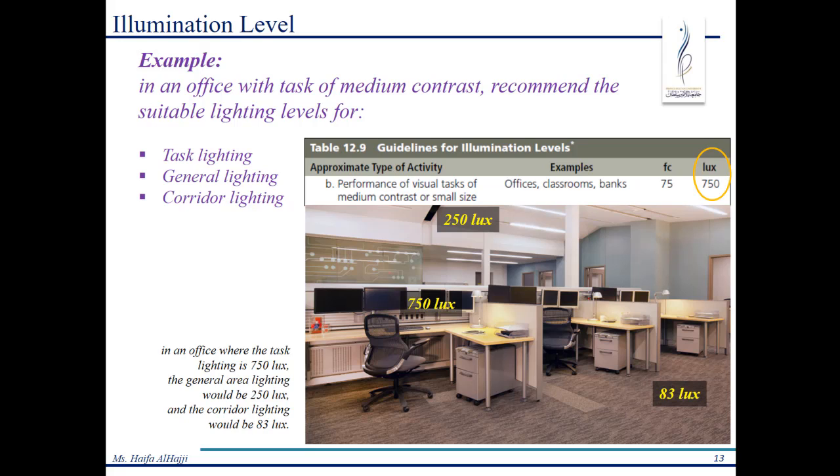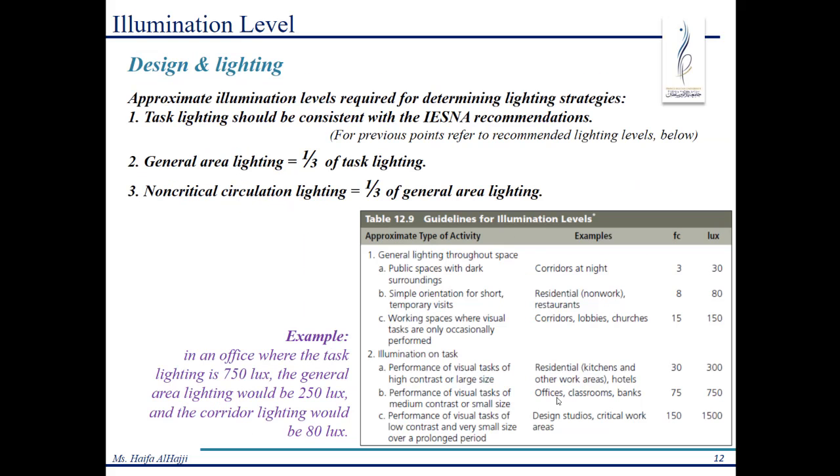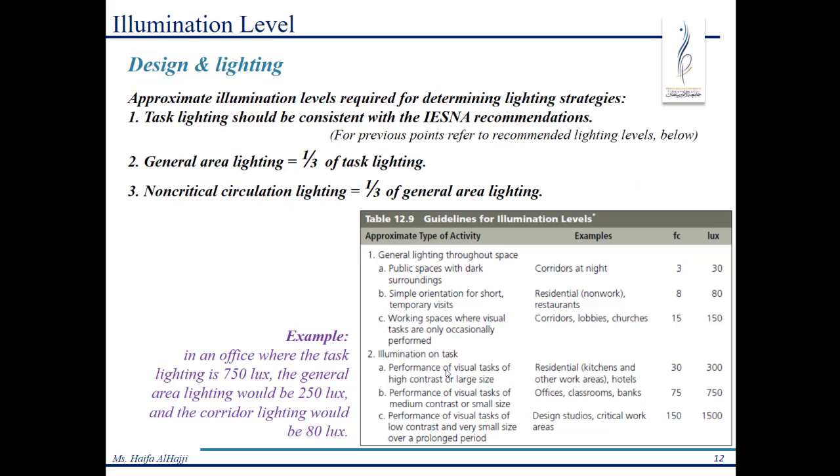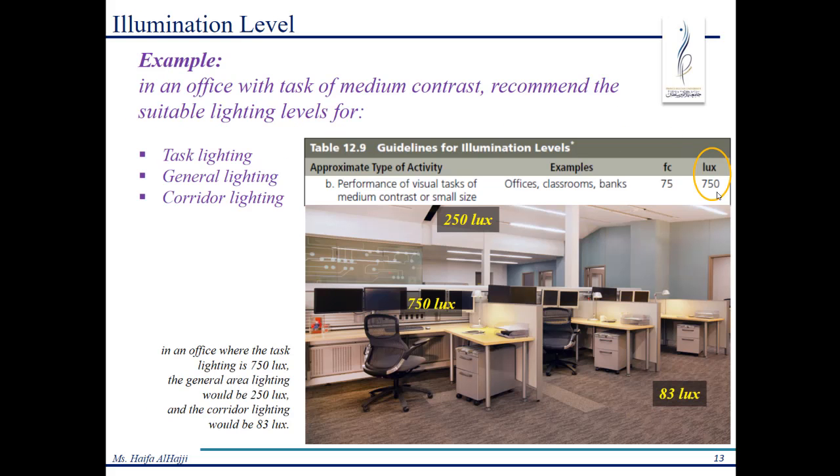So the first thing I told you to find is the recommendation for the task lighting. As we know, we have recommendations in the table in here. So to set the task lighting, we have in here the office with a medium contrast task. So it is here. See, office, visual task of a medium contrast or small size. So our recommendation is 750 lux.